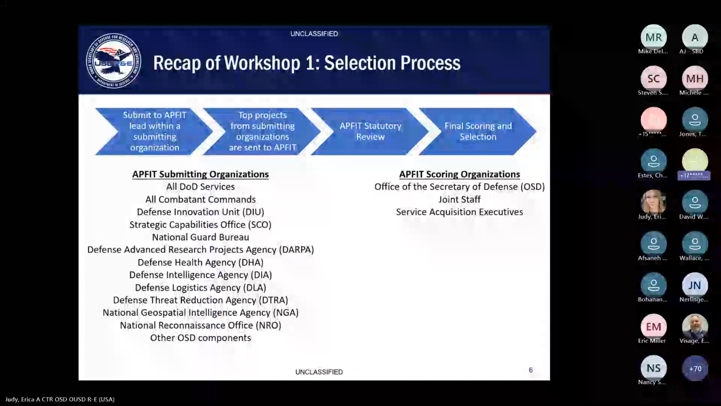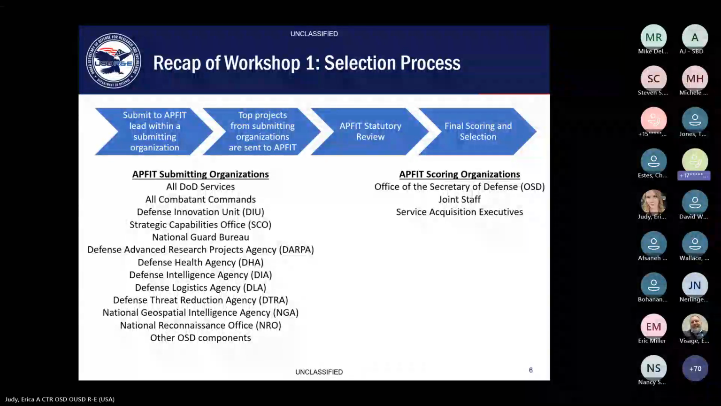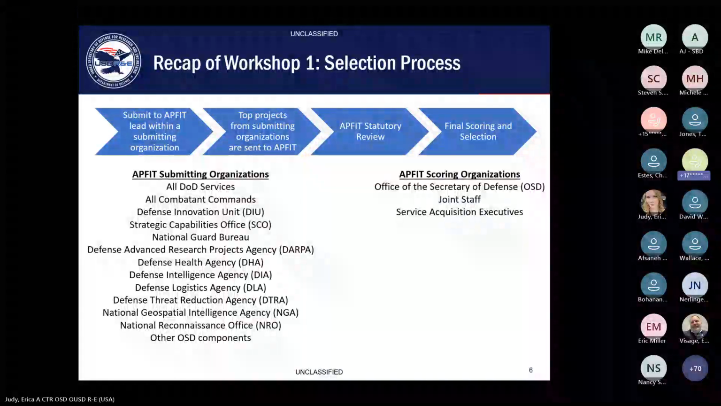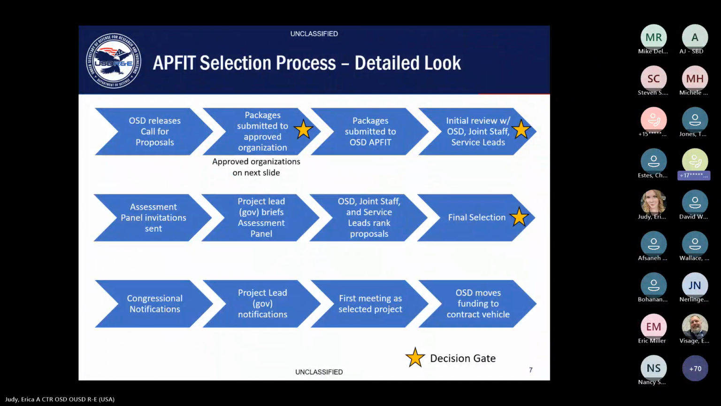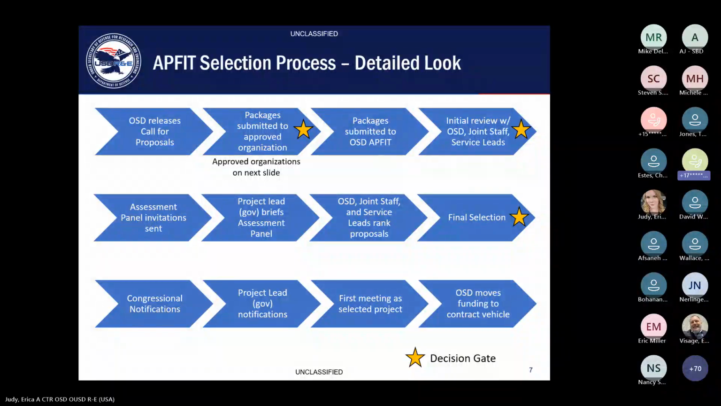The APFIT team will do an initial statutory review, and then we're into rounds of review into the final scoring, where all the final scoring is conducted by these 3 groups: the Office of the Secretary of Defense, the Joint Staff, and the services, specifically the service acquisition executives. So that's where we left off workshop 1. Today, we're going to dive deeper into this selection process. And here you can see it spelled out in a little bit more detail.